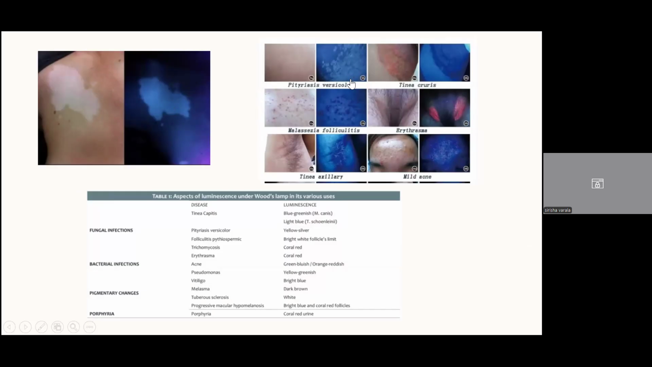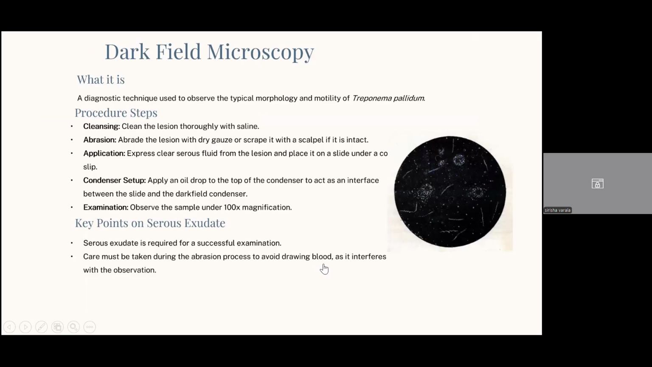You can compare the versicolor picture here as opposed to vitiligo here. And in conditions like erythrasma, you will be able to appreciate a nice coral red fluorescence. You'll also be able to see the Malassezia spots fluorescence in acne cases, the Malassezia folliculitis, and other porphyrias also. It's a very useful investigation.